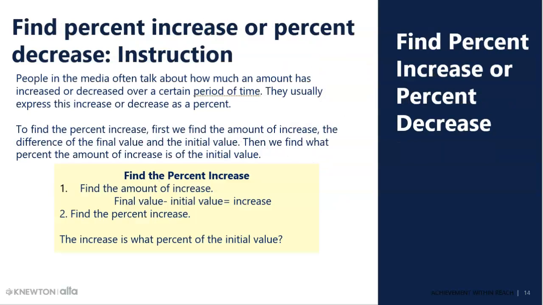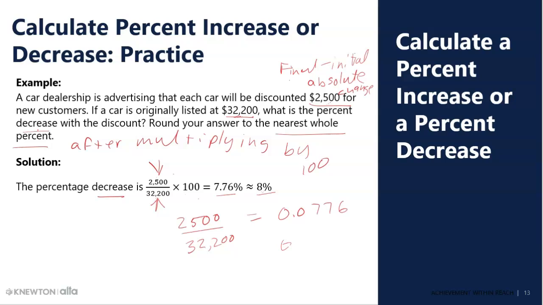All right, so then, I told you I was going to do one more thing there. So for this one, what's the new price? Well, to find the new price, if they give you the absolute change, the new price is pretty easy to find. They're going to take off 2,500, so it's 32,200 minus 2,500.